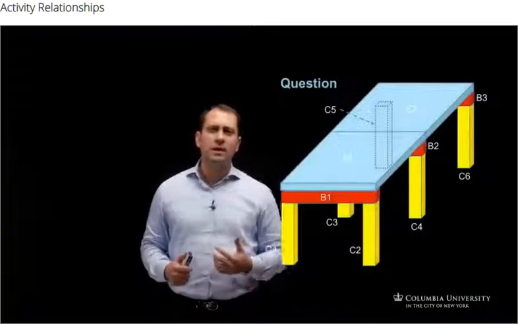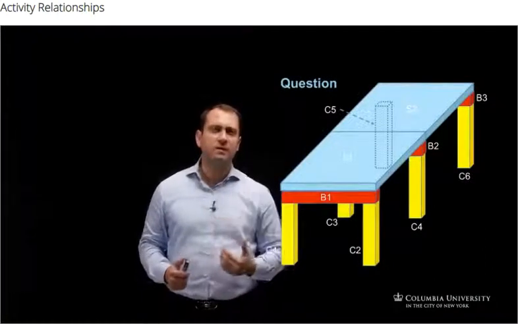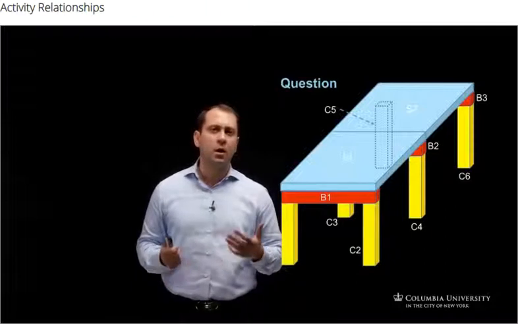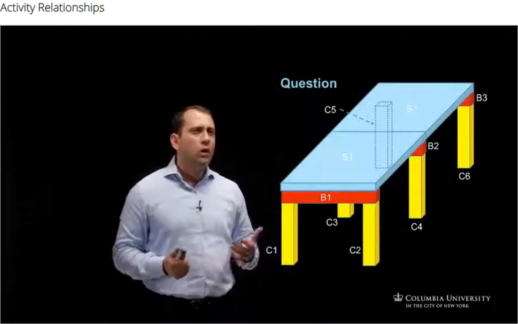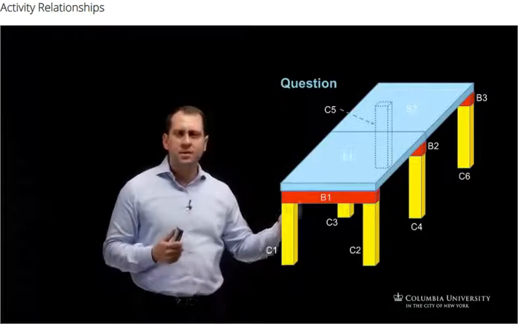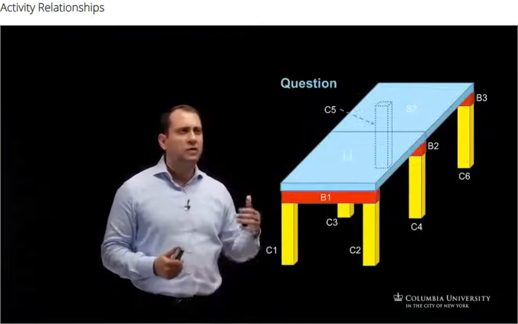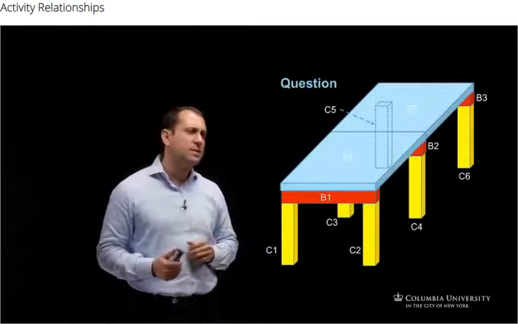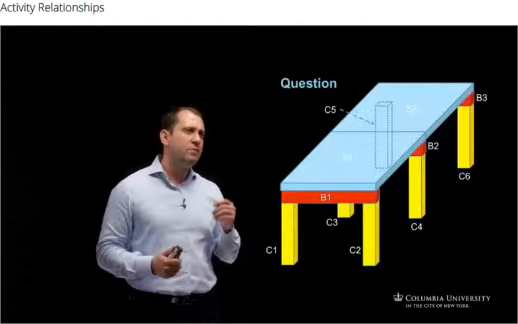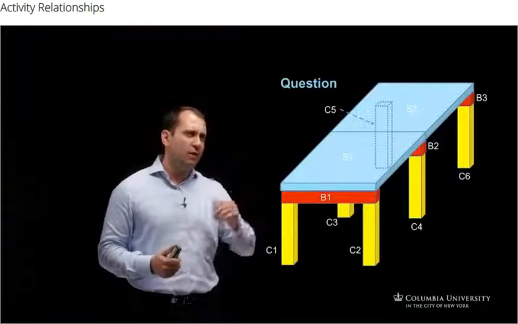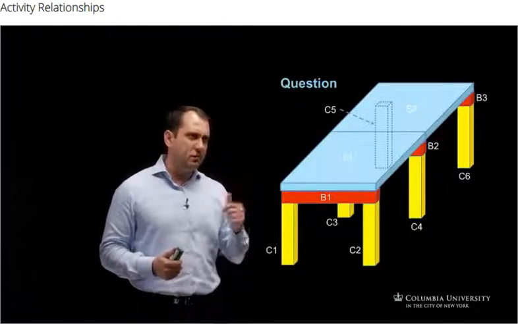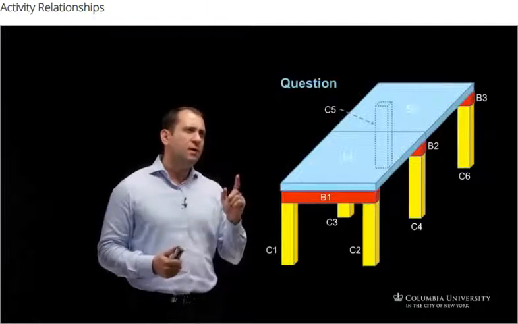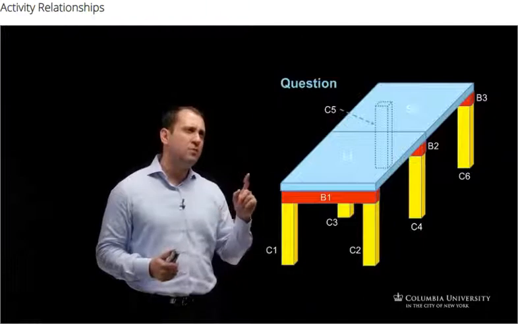So based on our example that we just gave, I would love for you to work on another question. What if I extended this structure to have 2 slabs, not 1 slab? In this case, slab number 1 is set on top of beam number 1 and beam 2, and slab number 2 sits on beam 2 and beam 3.